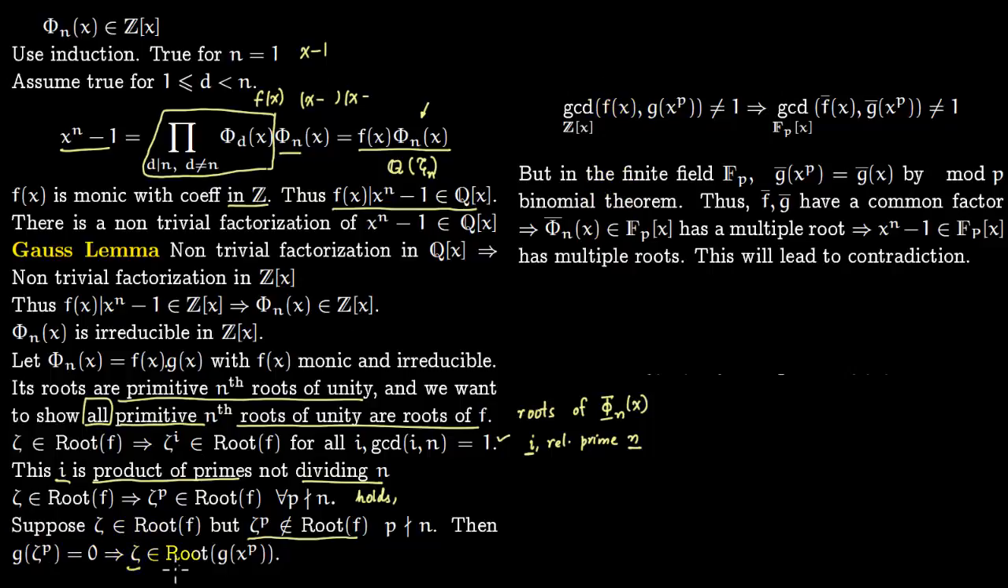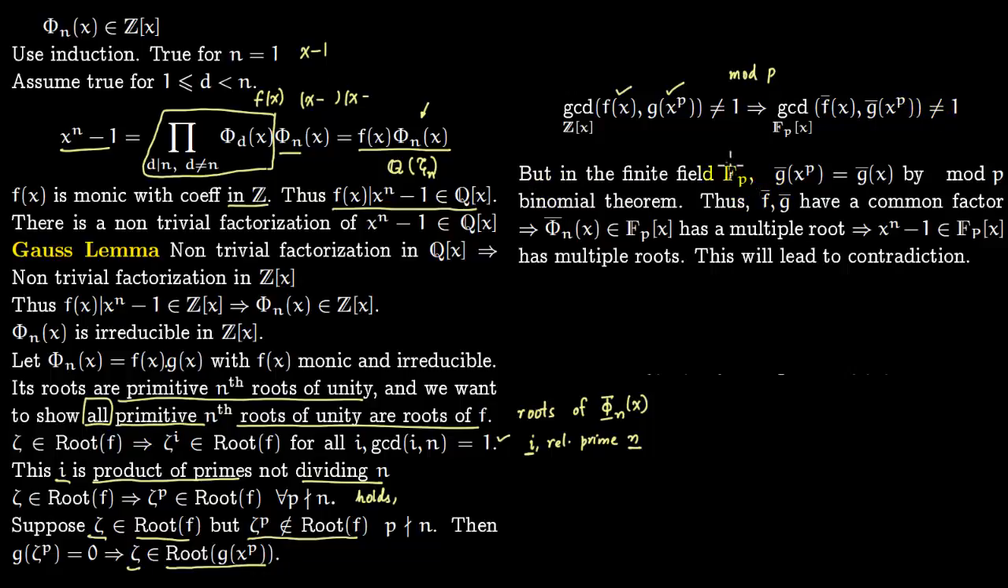So you see zeta is a root of g(x^p) and zeta is a root of f. So that means if you take the greatest common divisor of f and g(x^p) over the integers, then this is not equal to 1. They have a common root, so it cannot be equal to 1. So now you do mod p reduction. So if you do modulo p reduction, you get f bar(x). Here you get g bar(x) to the power of p, and again it is not equal to 1.